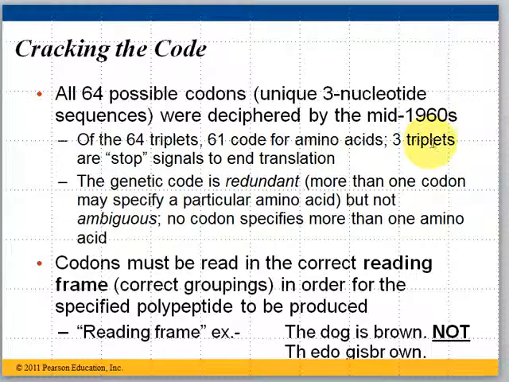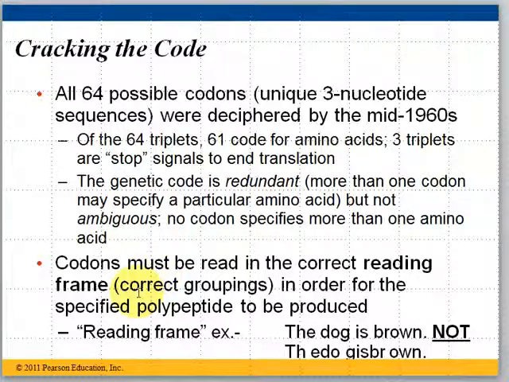3 of the triplets are actually what we call stop signals. So 3 of the triplets do not code for a protein, but they tell the ribosome, okay, we're at the end of the message, stop right here. And the genetic code, you'll notice, is redundant because we only have 20 amino acids, but we have 61 codes for amino acids. So more than one codon can specify a particular amino acid. But the genetic code is not ambiguous. No codon specifies more than one amino acid. In other words, UUU only specifies one particular amino acid, but there may be multiple codes that specify that same amino acid.